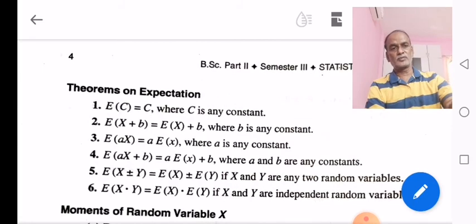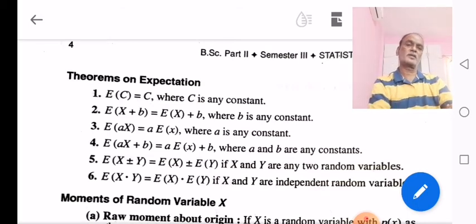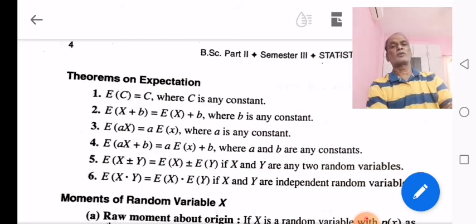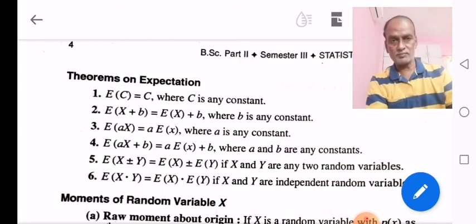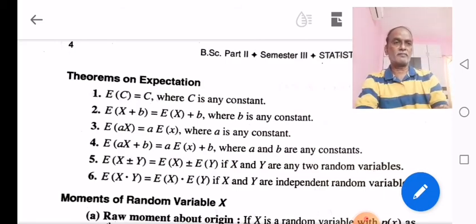These theorems with proofs you have already studied in BSc part one. The expected value of a constant is that constant, where c is any constant. Expected value of X plus b, that is the expectation under change of origin, where b is the shift, is equal to expected value of X plus b, where b is any constant. Next property, the expected value of a times X, where a is any constant, is equal to a times the expected value of X. That is the effect of change of scale on expectation.